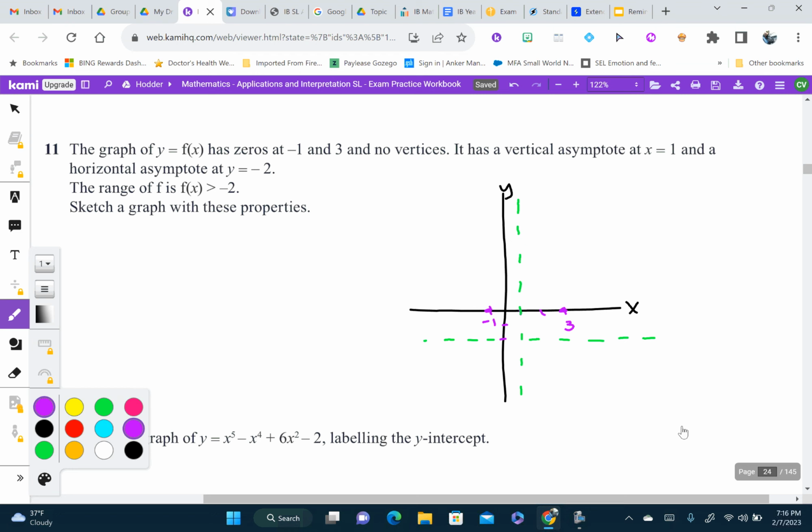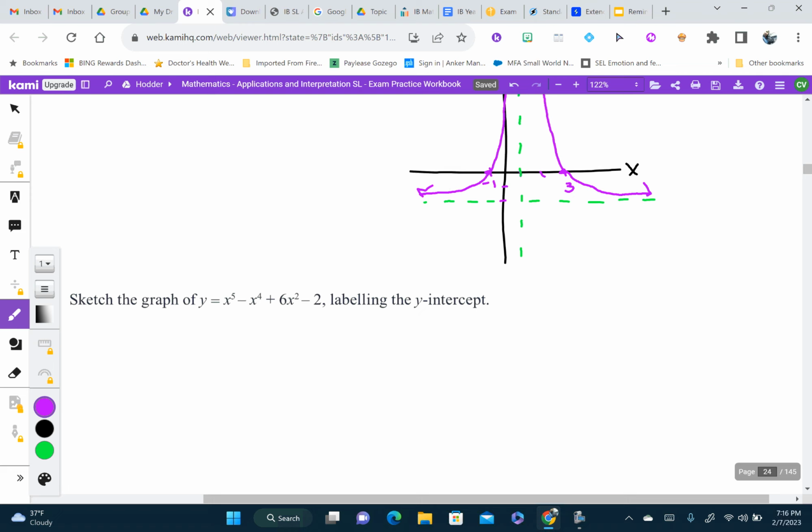So if I were to go ahead and graph this, and the range is going to be greater than -2, which makes sense because, right, nothing's on the bottom. So what we're going to have is something that looks like this, okay? We're going to have a graph because it has no vertices. It's going to go something like that. And then on this side, it's going to do something similar. It's going to go through that -1, and it's going to get really close to -2, but it will never cross it, okay? So this is a sketch of the graph with those properties.